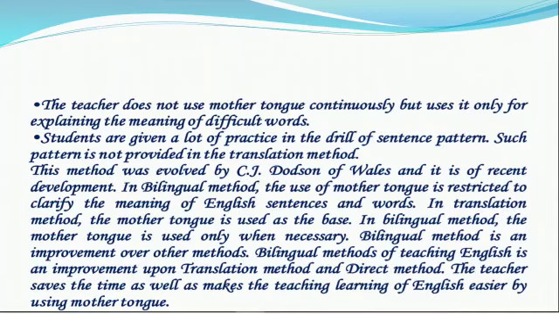In translation method, the mother tongue is used at the base. Can you find out the difference? In bilingual method, the use of mother tongue is restricted to clarify the meaning of English sentences and words. But in case of this grammar translation method, mother tongue is used at the base. In bilingual method, the mother tongue is used only when necessary.